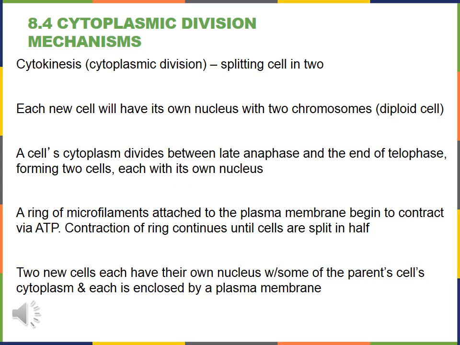Once we move out of mitosis, we've left telophase, and now we're into what we call cytoplasmic division or cytokinesis. You'll hear both interchangeably. It just means that we are dividing the cytoplasm into 2, and the end result is going to be 2 new daughter cells. Each new cell is going to have its own nucleus with 2 sets of chromosomes. We call that diploid, di meaning 2. So now we have 2 sets of chromosomes in each new daughter cell.